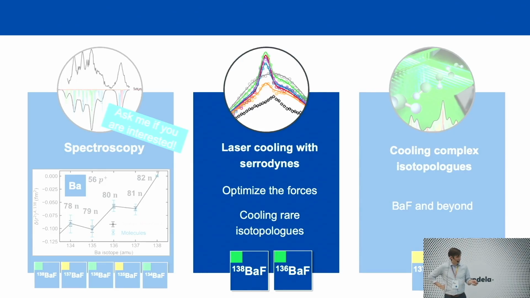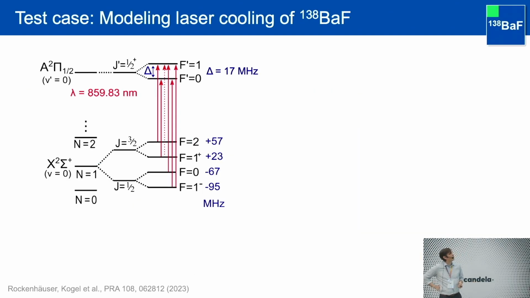Let's start with the laser cooling to begin with. And so here's the level structure of these molecules. Looks fairly similar to most of the other laser coolable molecules that you may have seen, with one small difference. Something that came out of our spectroscopy was that in the excited state, the hyperfine structure is resolved. And that is different from the usual suspects like strontium fluoride or calcium fluoride.